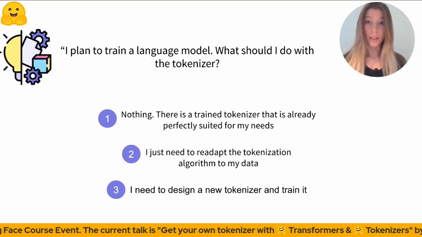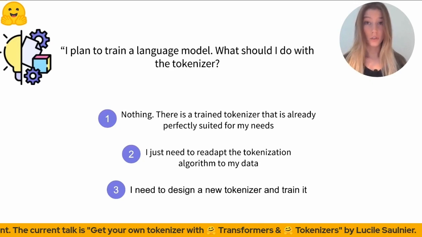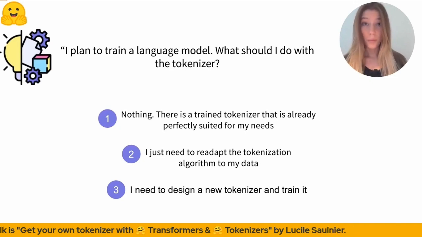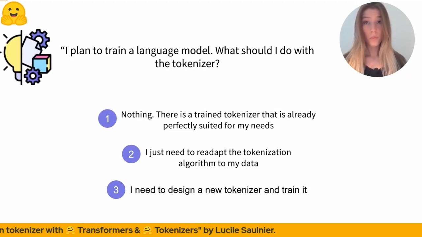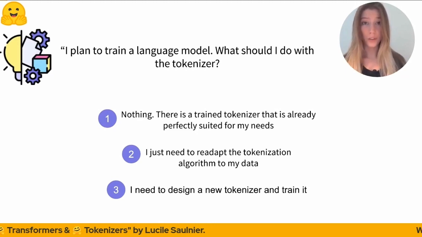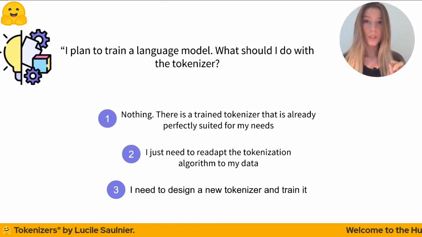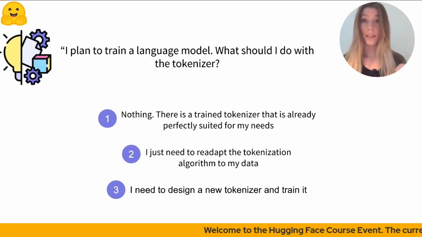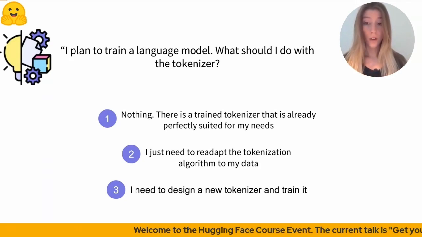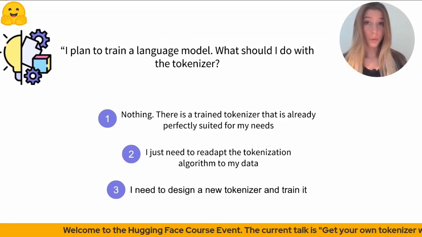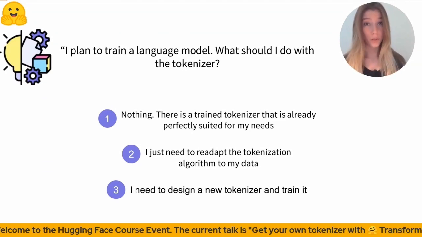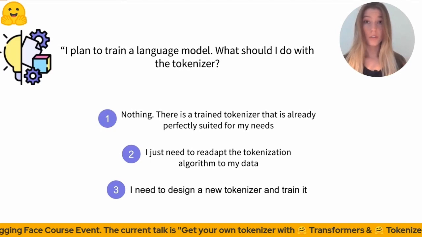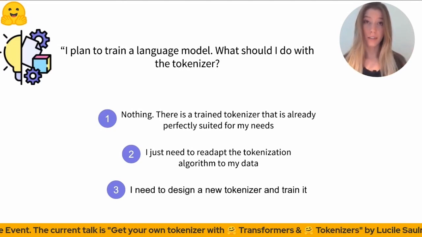On the other hand, if you do not find such a tokenizer, you can perhaps find a tokenizer whose design is appropriate to you, but that you will need to adapt to your data. In other words, only to retrain it. Or you perhaps want to completely design your own tokenizer and train it on your data. This is the third case, shown here.